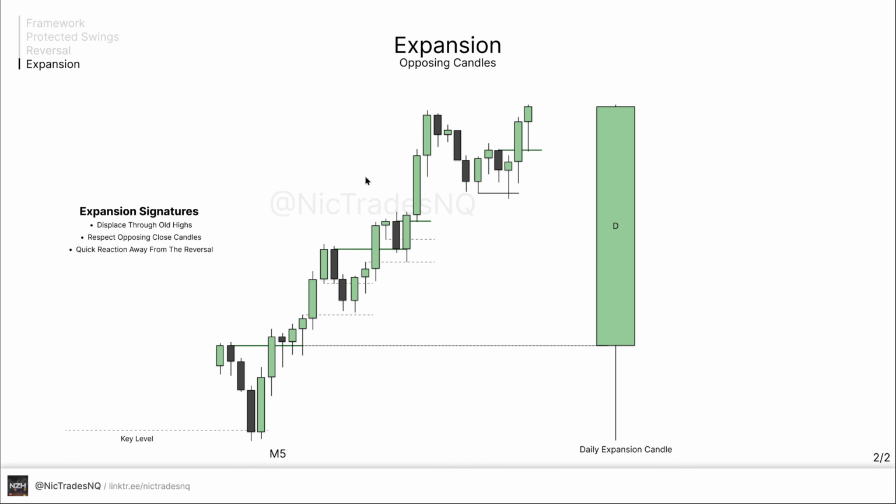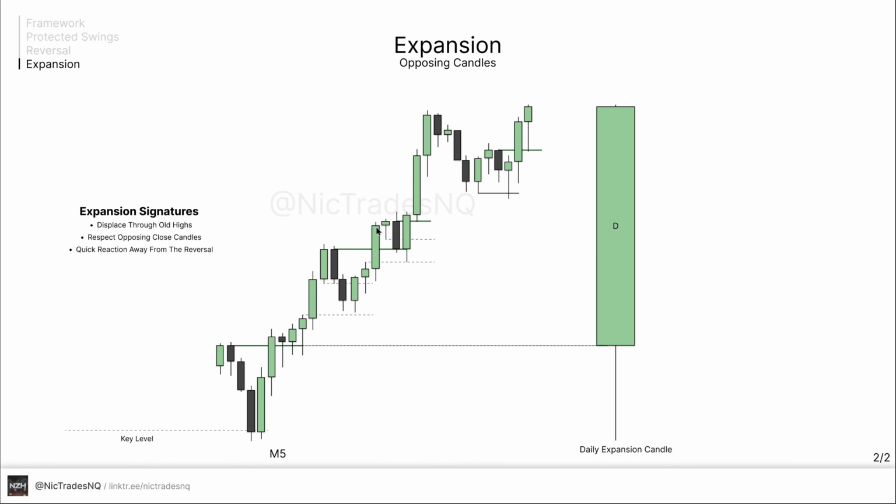And some of the most common expansion signatures is that we displace through old highs, which is illustrated here. We create a new high, we retrace. When we get back up to this high, we displace, creating imbalances here, right? And then again, we have a retracement. We create a small high here. We just expand through. And again, if we have failure swings on the other sides, that's really what we want to be targeting. And obviously, we want price to respect opposing close candles once we close through them.